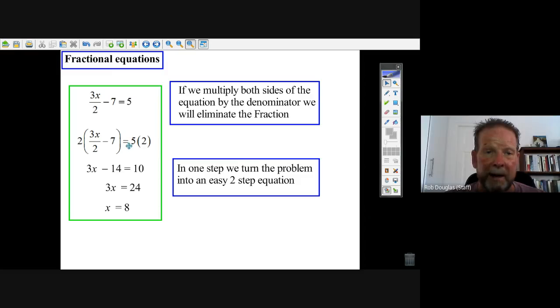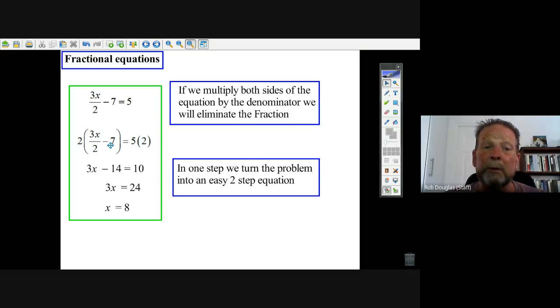Well, let's see here. 5 times 2 gives me 10 on the right-hand side. Now, this is 2 times 3x divided by 2. The way you do it is you go 2 divided by 2, that equals 1, and 1 times 3x is 3x. So that's how you simplify when you're multiplying by a fraction like that. Just go 2 divided by 2, that gives you your 1, and you get 3x.